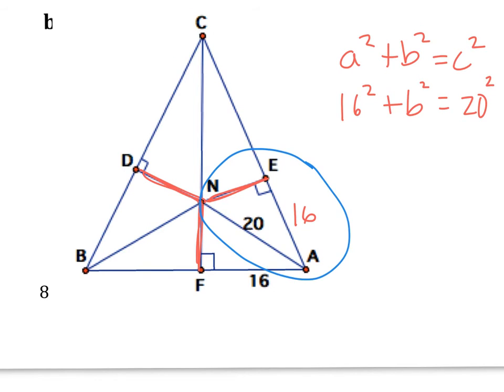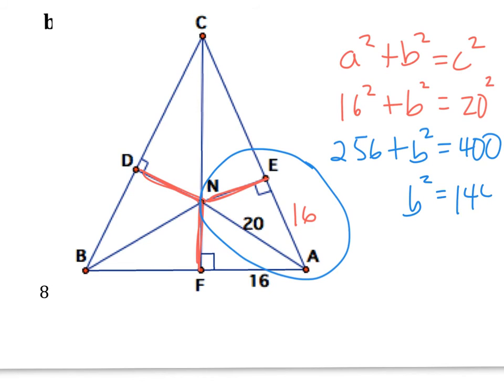I can do it this time. Let's do it. No, everybody's going to do it and check your answer. You subtract 400 from 256. No, other way around. 400 minus 256 equals 144, and the square root of 144 is 12. Okay, so B equals 12.